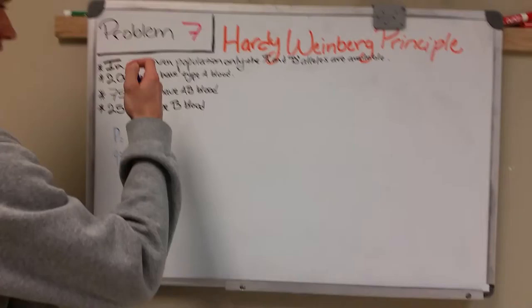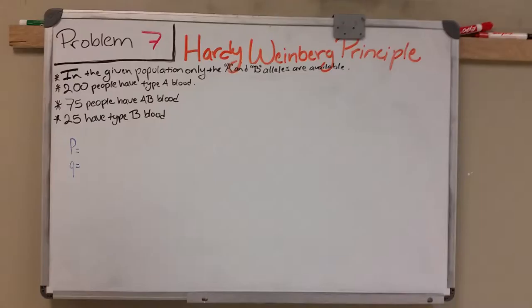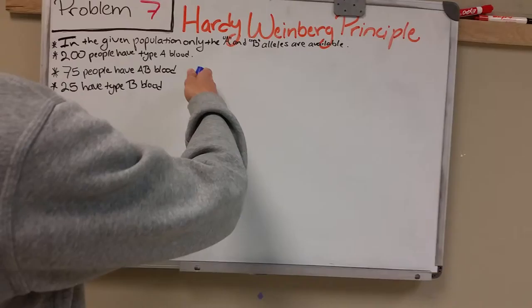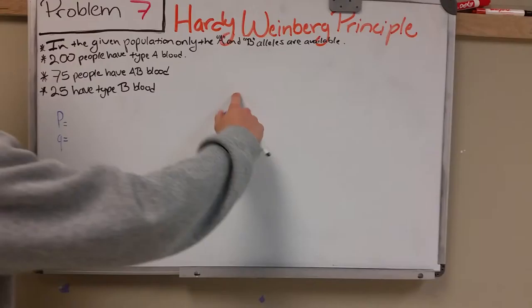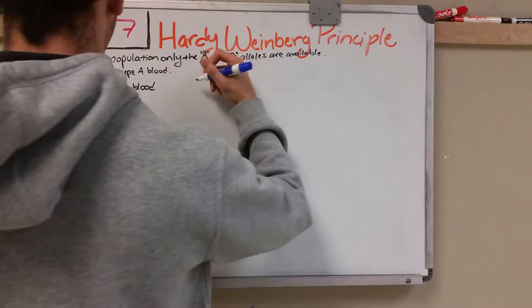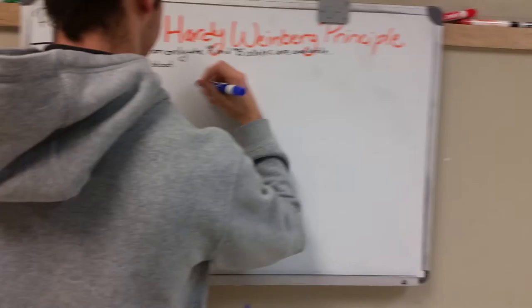To find this, all you gotta do is a simple allele frequency formula where you add the type A blood with the type AB blood, divide it, and multiply it by 2 times the type A blood, and then add type AB and B. All right, I'll show you. Go plug it in.